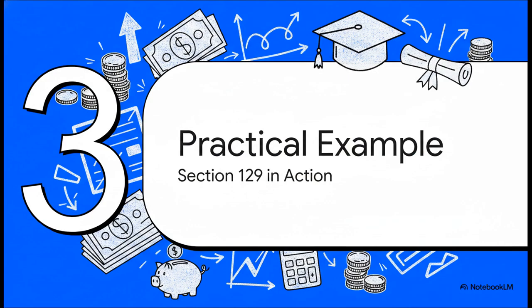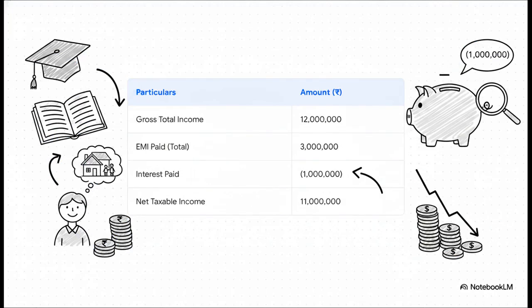Section 3, Practical Taxation Example. Let's ground this in reality. Imagine a client who is an individual professional. Let's say their gross total income for the tax year is 12 million rupees. During that exact same tax year, they paid an EMI on an education loan they had taken out for their spouse. Now, while the total EMI paid out of their pocket was 3 million rupees, the official bank certificate clearly states that the interest component of that payment was exactly 1 million rupees.